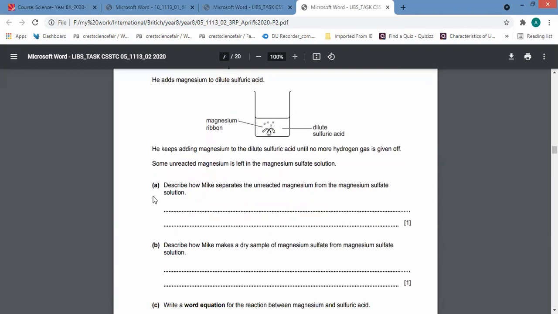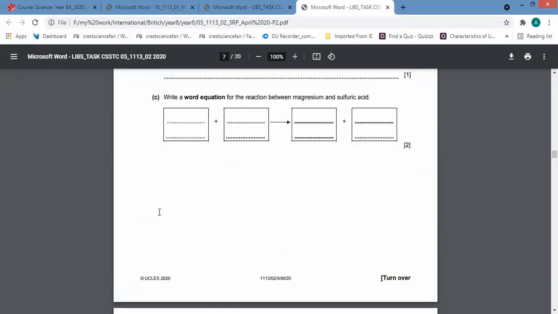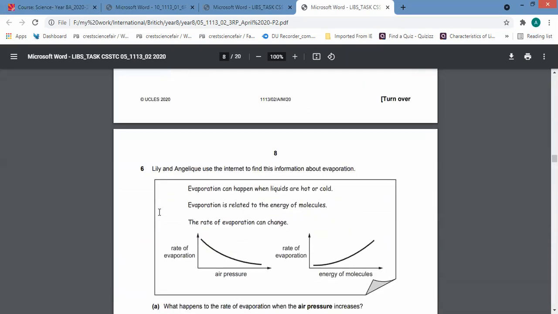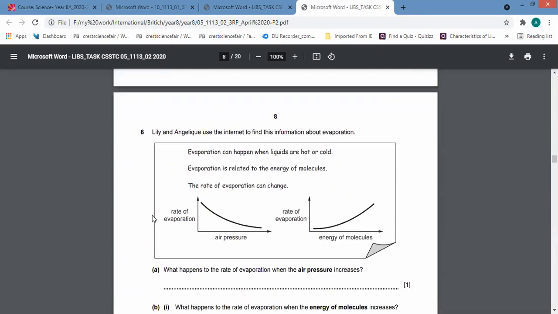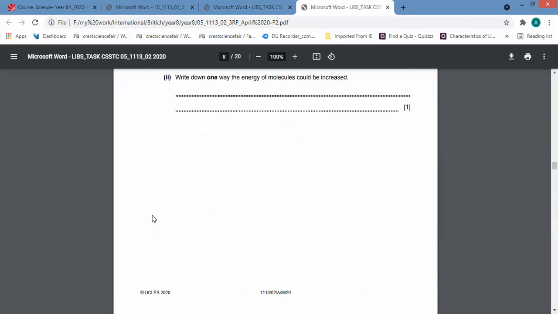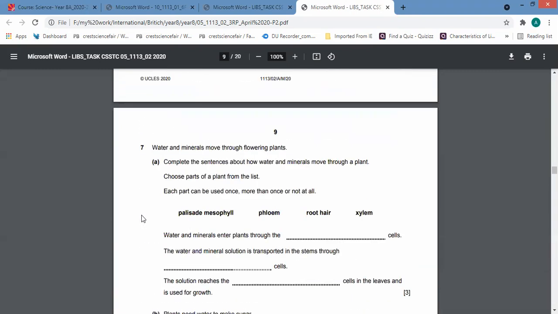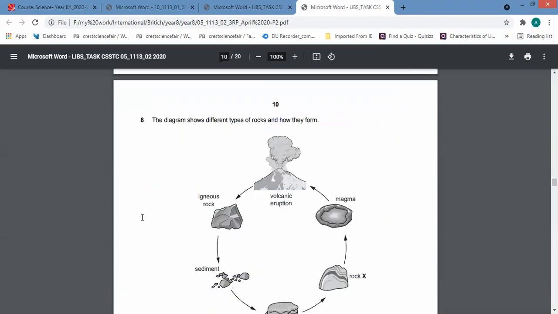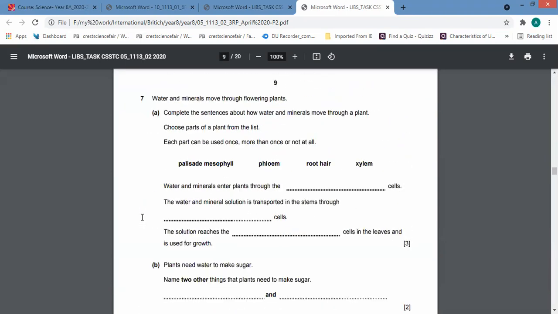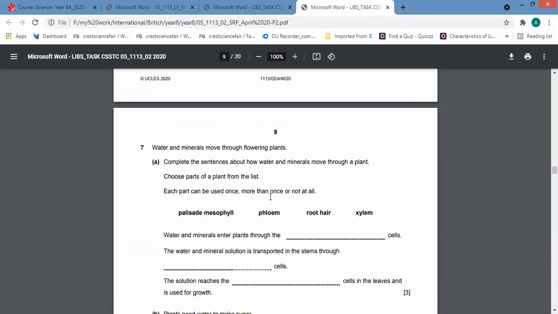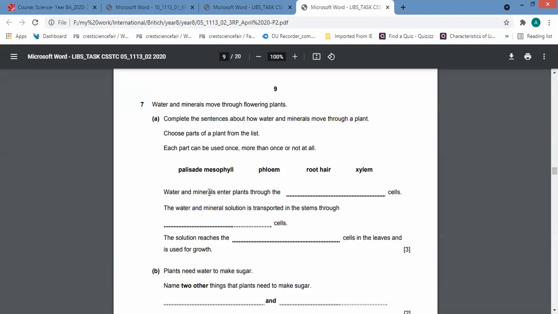Question 7. Are you sure? Yes, I trust you. Water and minerals move through flowering plants. Yes, biology. Okay.